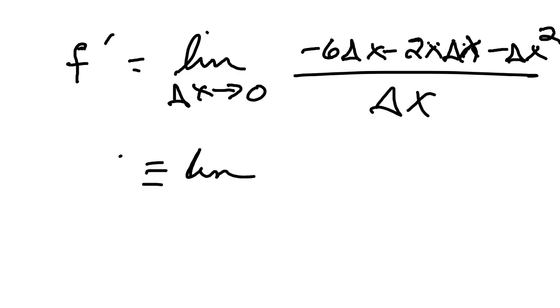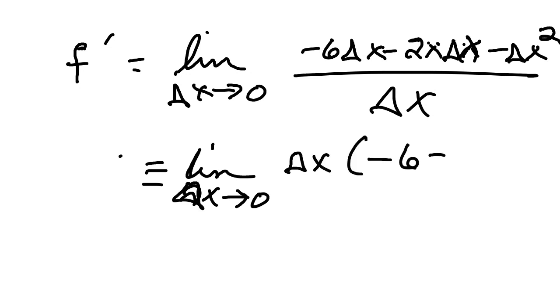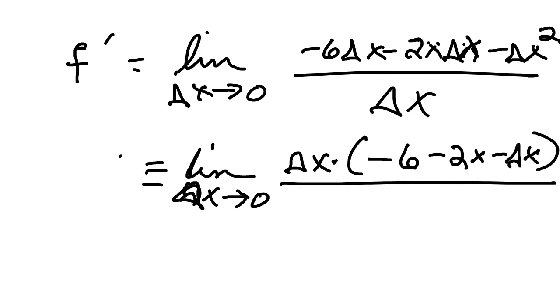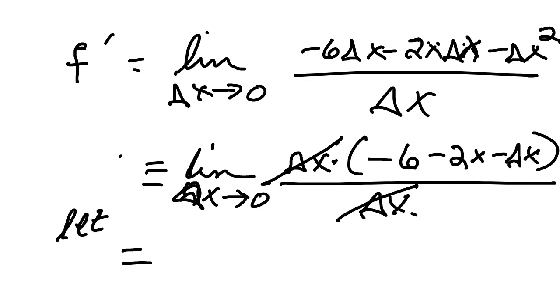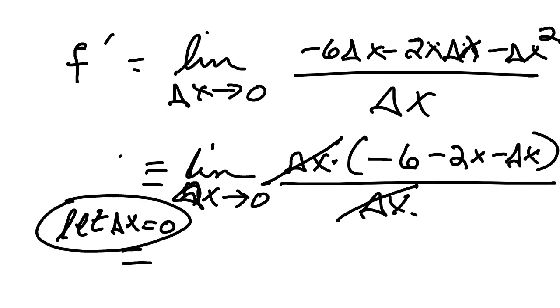So it's the limit as delta x approaches 0. So the delta x, if I factor it out, I'm left with minus 6 minus 2x minus delta x, right? Pull it out by multiplication or distributive law, all over delta x. And then since delta x gets close to 0 but never equals 0, the same number divided by the same number, those cancel out to ones, right? Yep. So now I can go ahead and let delta x equal 0 because I'm not dividing by 0 now. So let delta x go to 0 or equal 0.